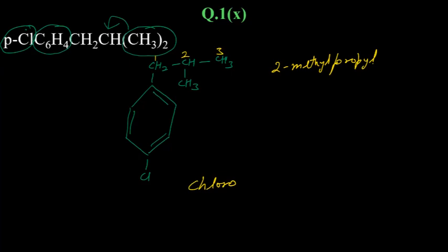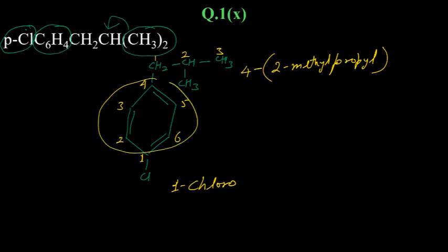It will not be propane, propyl, because it is alkyl group. Okay. M and C, which comes first? Chloro. So it means the numbering will be from chlorine. 1, 2, 3, 4, 5, 6. So chlorine is at 1, and 2-methyl propyl is at fourth carbon. So write 4 and put the entire thing into brackets. At fourth position, you have 2-methyl propyl. Okay? And this one is benzene.